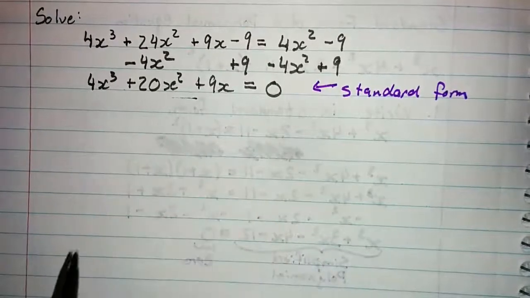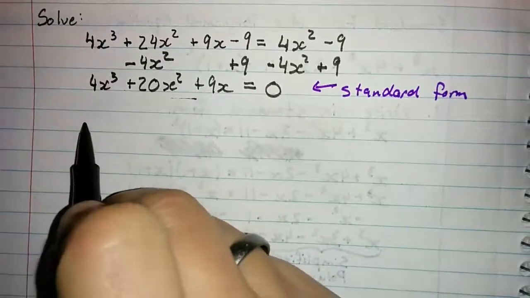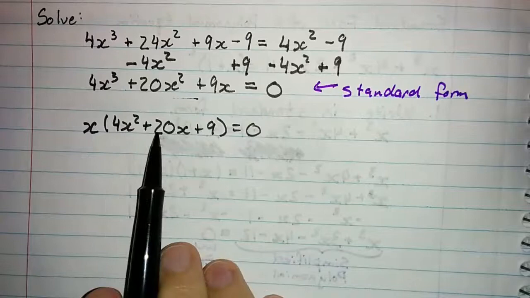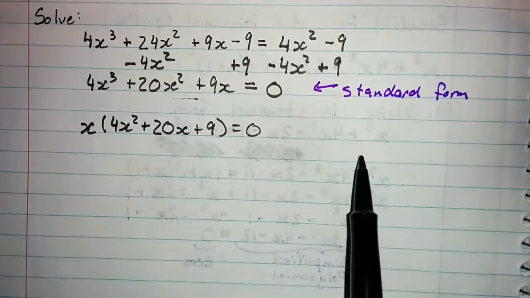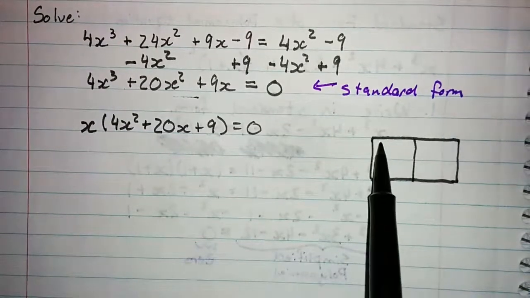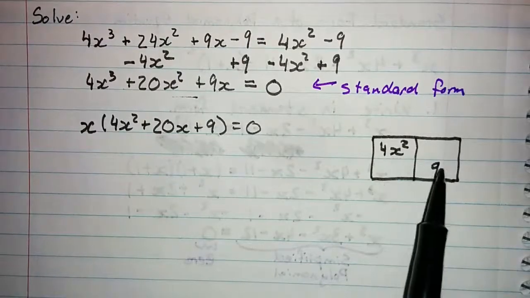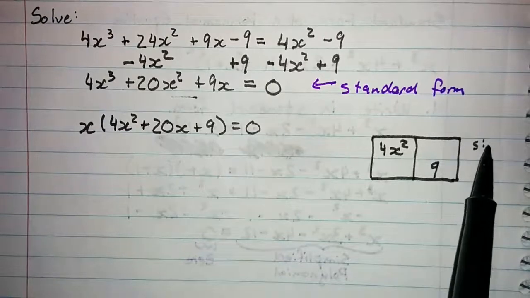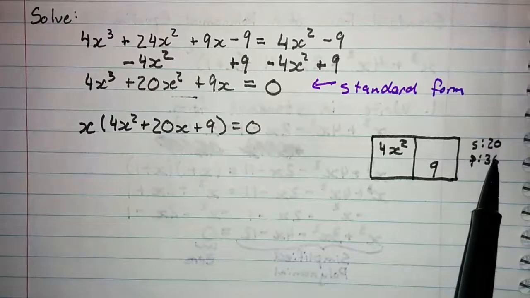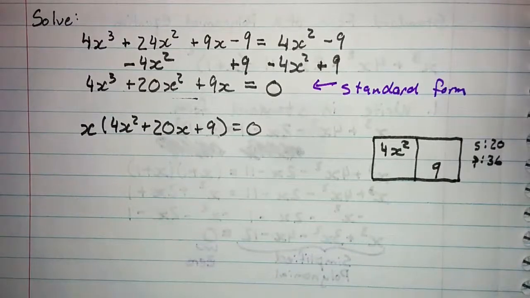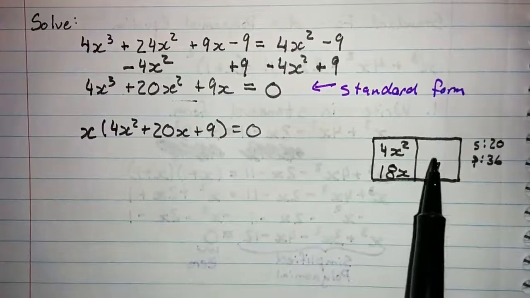Next I need to factor this left-hand side. I see a common factor of x. And now this is a quadratic trinomial. I'm going to factor it using the AC method. So I'll have my 4x squared and my 9. And I need two numbers whose sum is 20 and whose product is 36. A little bit of calculator work gives me that I want 18 and 2.